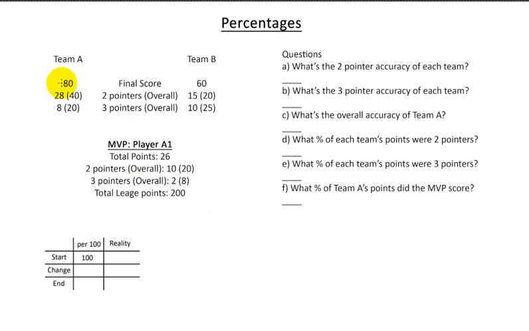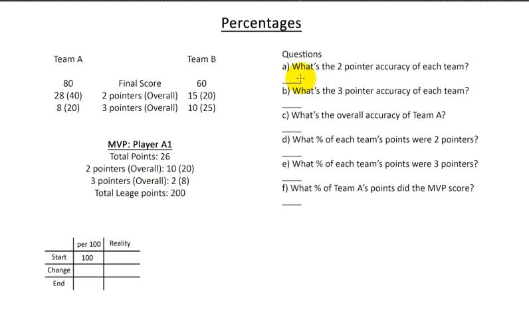So we can see here that Team A won with 80 points and Team B lost with 60 points. We can see the amount of two-pointers that Team A scored, as well as how many they shot, and the same for three-pointers and the same for Team B. And we can see some information about the most valuable player, how many points he scored, how many two-pointers, how many three-pointers, how many points he scored in the league overall. And we're going to be answering some questions using this information. So let's get started right away.